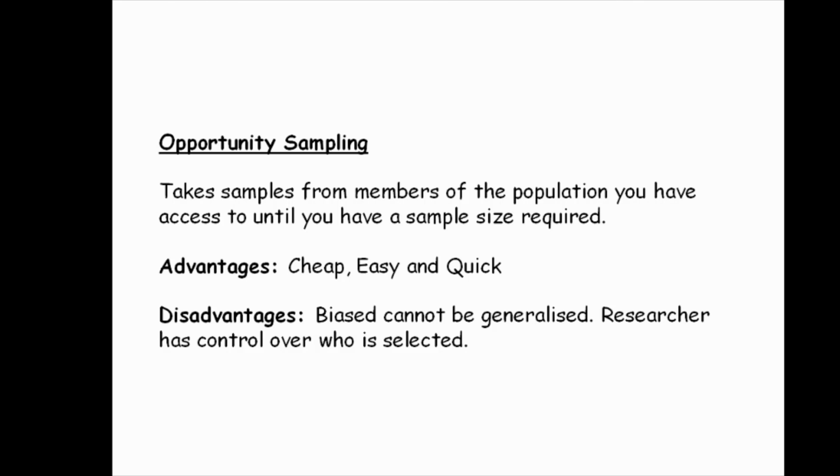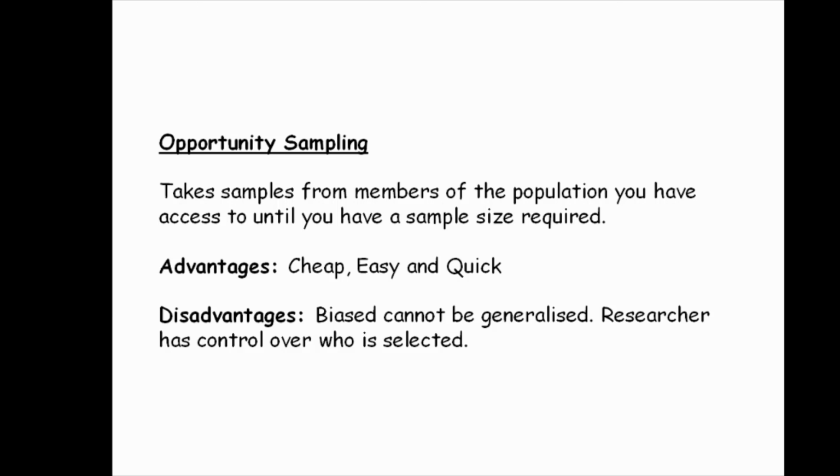Now the next sort of sampling method we can go for is what we call opportunity sampling. So this takes samples from members of the population you already have access to until the sample size is required. So the advantage of this is that it's cheap, easy, quick. An example of an opportunity sampling method would be, let's say a head teacher wants me to gauge an opinion of what students think about school uniform.